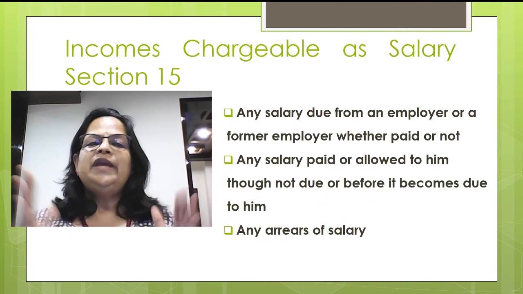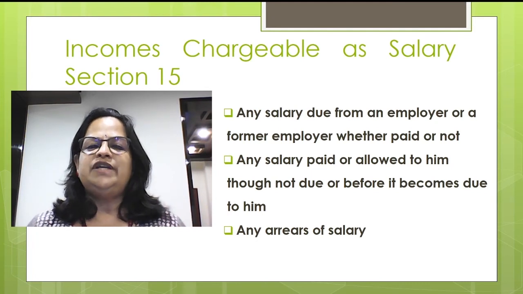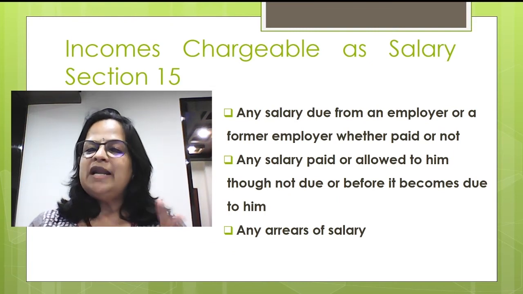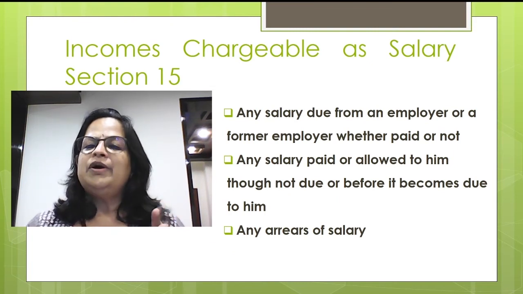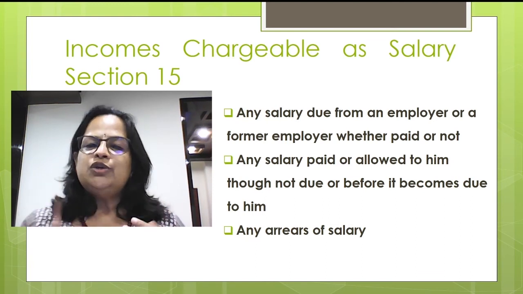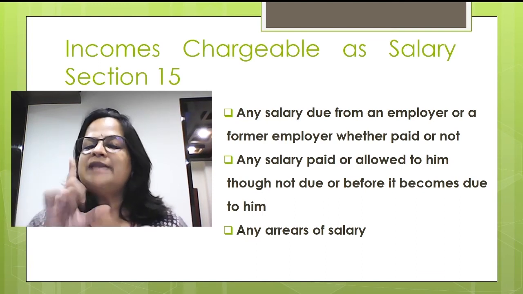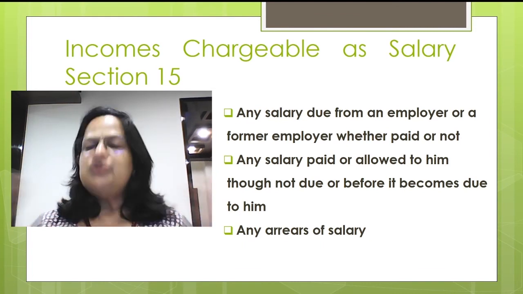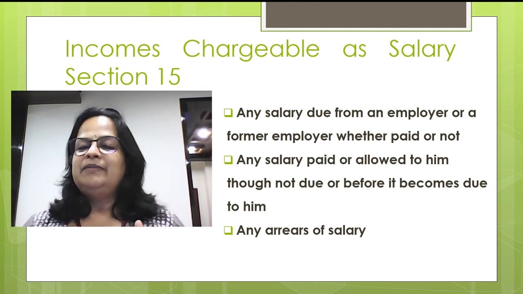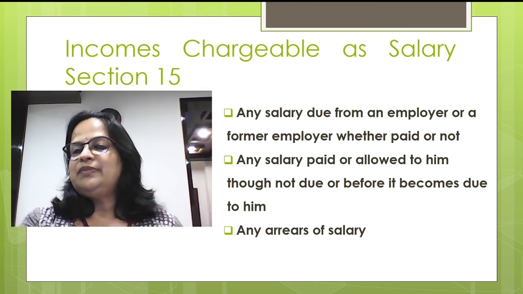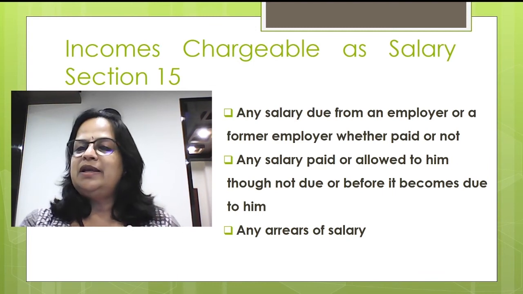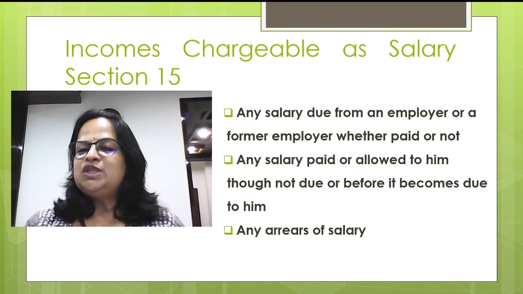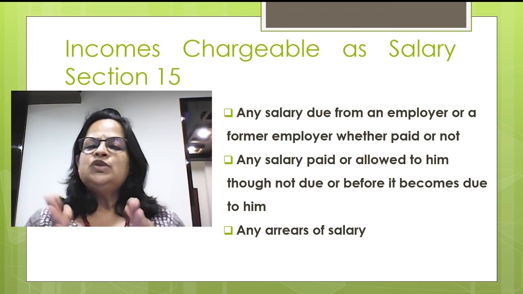Now we will come to incomes chargeable as salary under section 15. 3 points are important. What all will come as salary? First one is salary due from an employer or a former employer, whether paid or not. I told you when I explained the characteristics of salary that salary is taxed on a due or receipt basis, whether you received it or you are going to receive. If salary is delayed, then receipt basis comes first. When you complete 1 month, you're supposed to get the salary. If it's delayed, either due or receipt will be the basis for charging salary. So that is the first point.